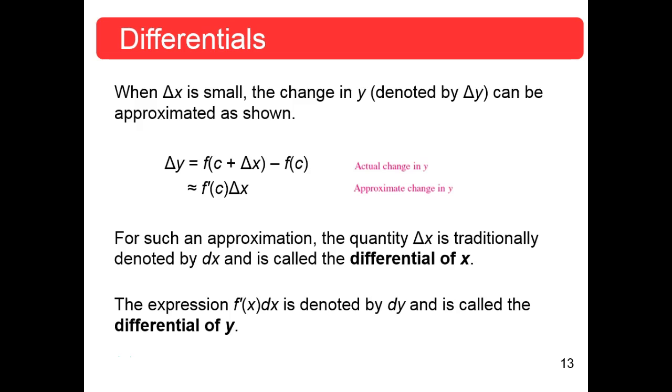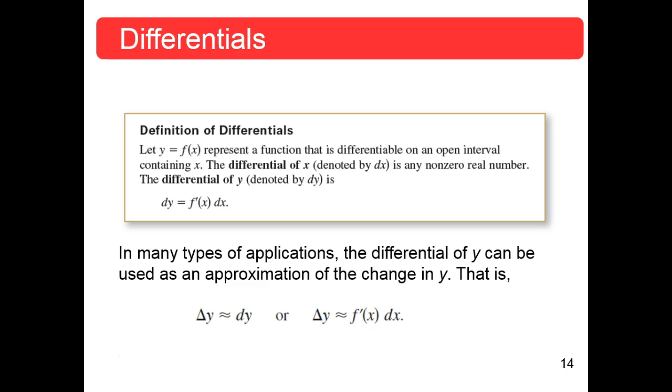For such an approximation, the quantity delta X is traditionally denoted by dx, meaning it's approaching 0, and it's called the differential of X. So the expression F prime dx is denoted by dy, and it's called the differential of Y. Okay? All this, the graphics and everything else, is trying to get you to see this.